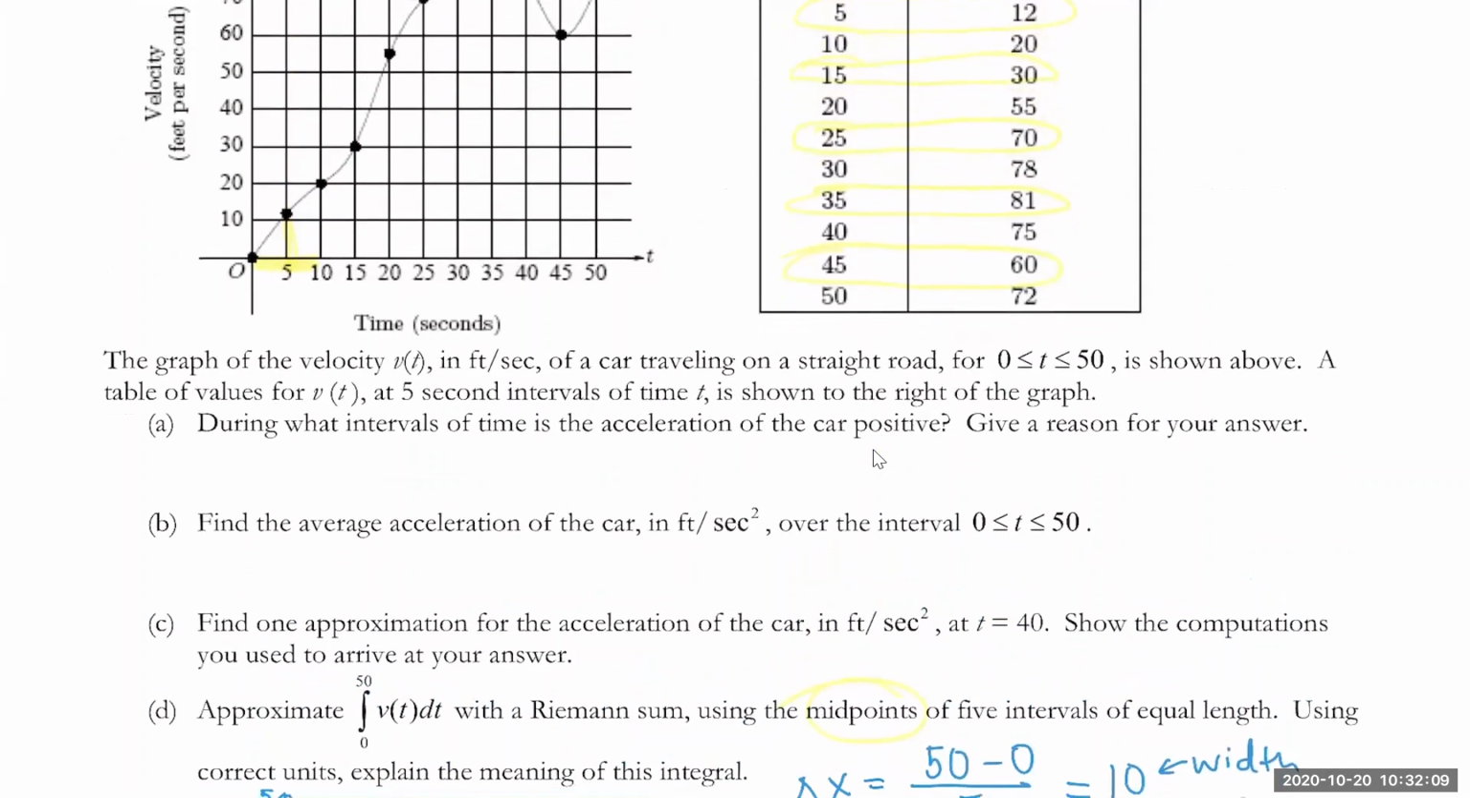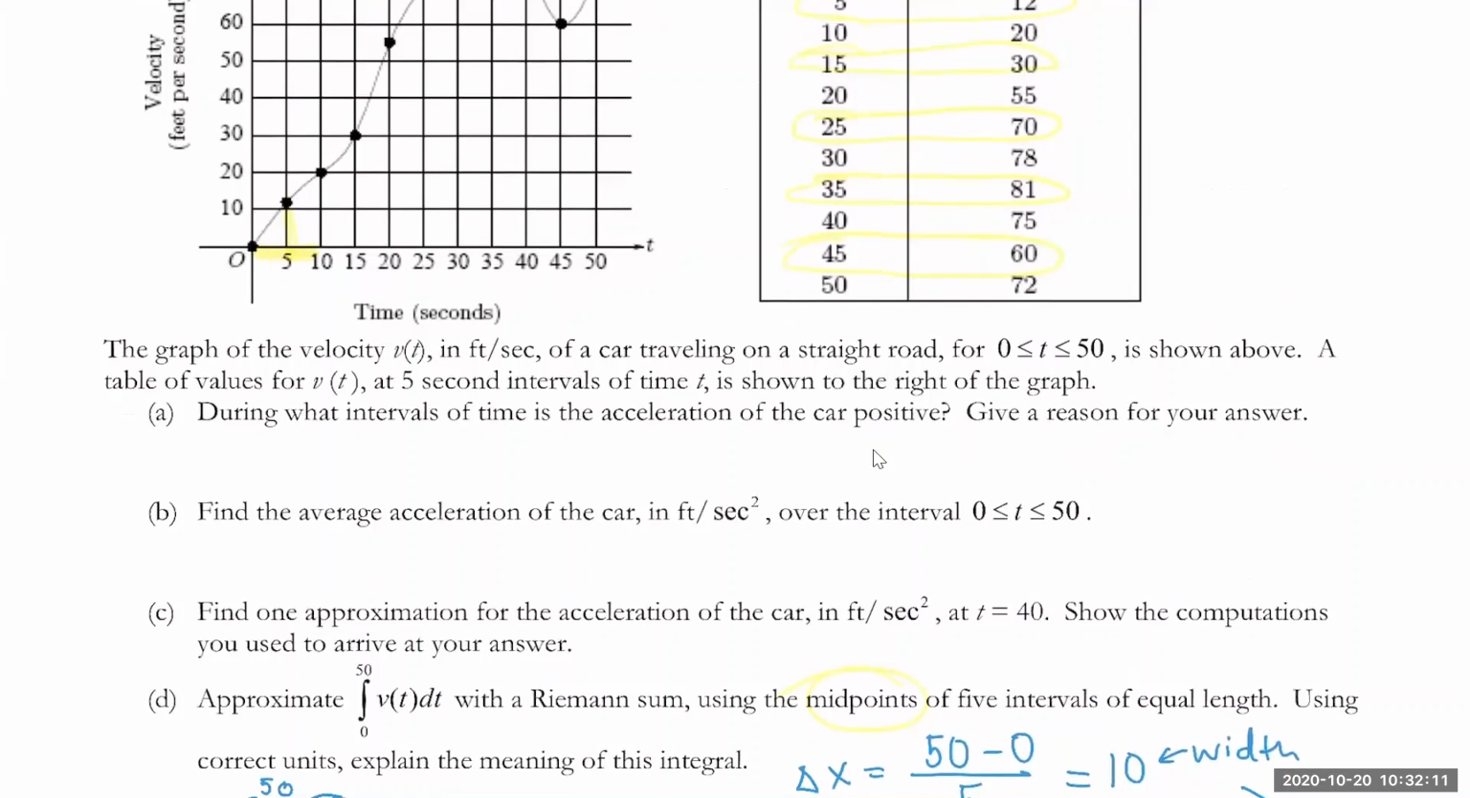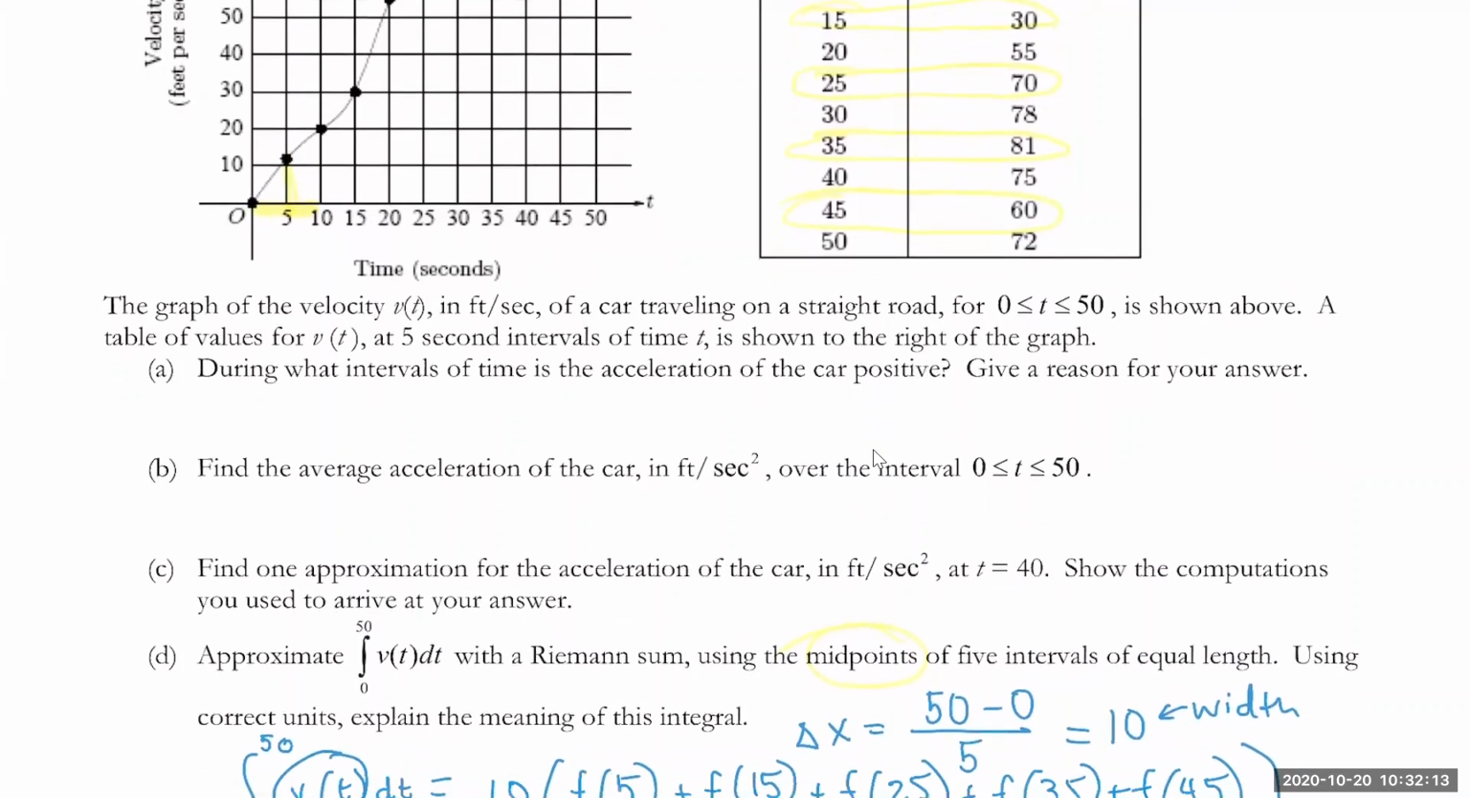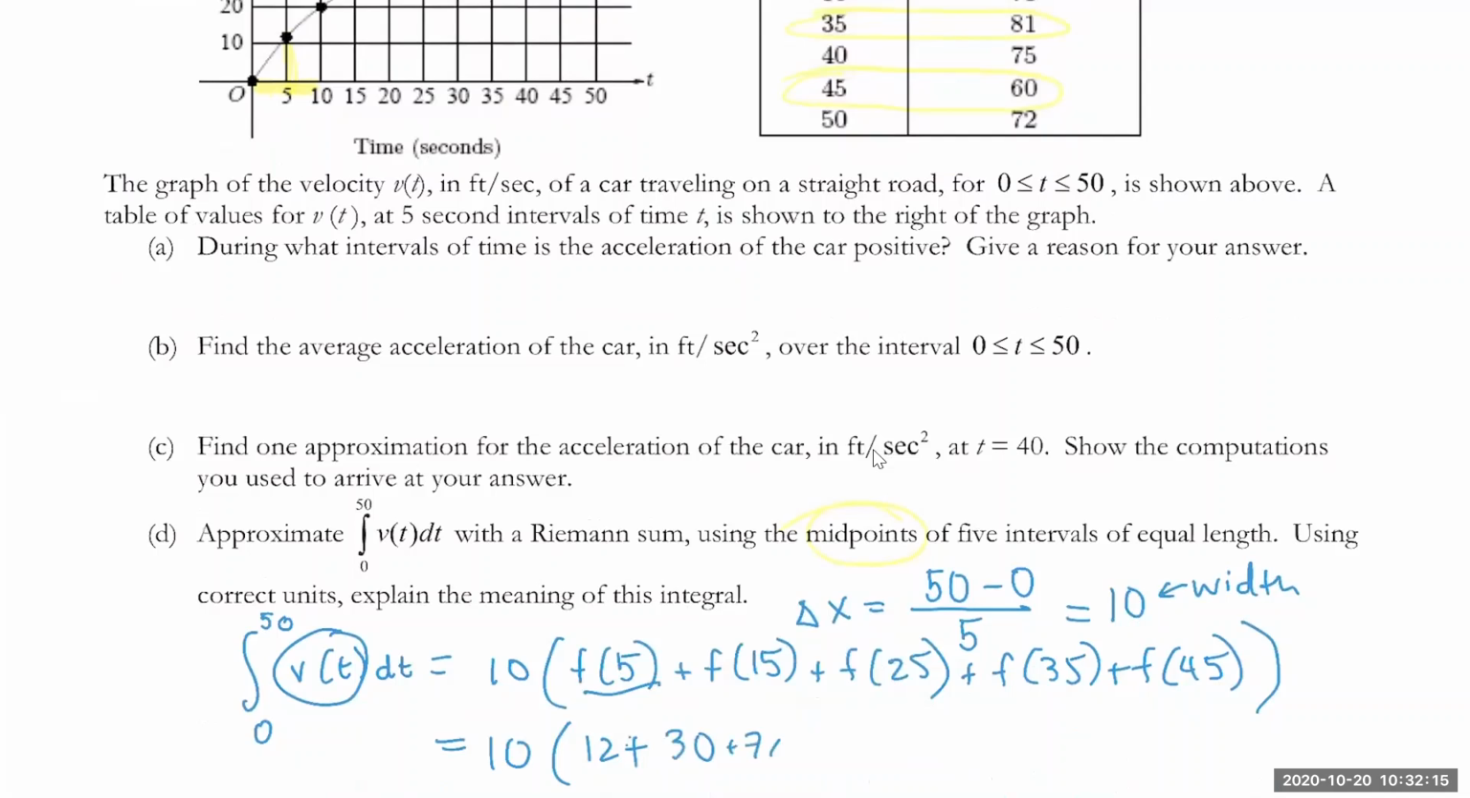Sorry, I'm going back and forth here. Actually, it might help if I do that. 30, 70, 81, plus 60.